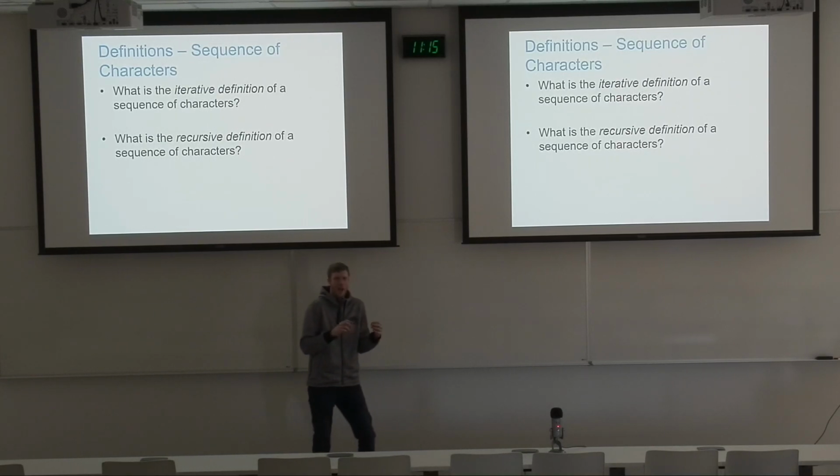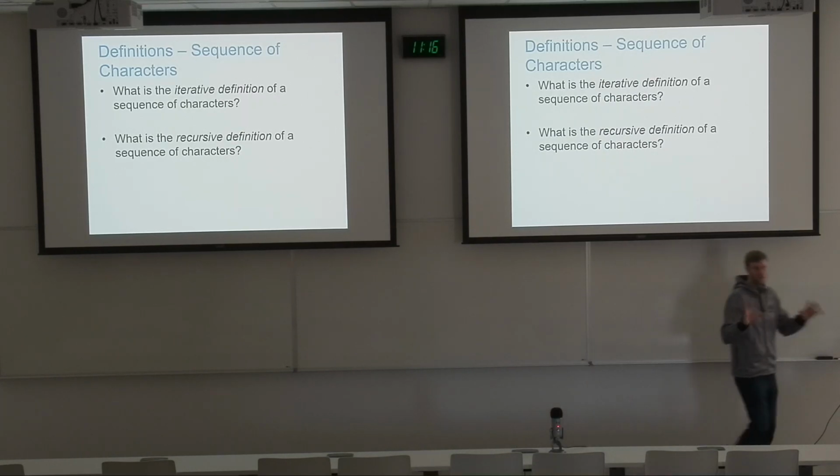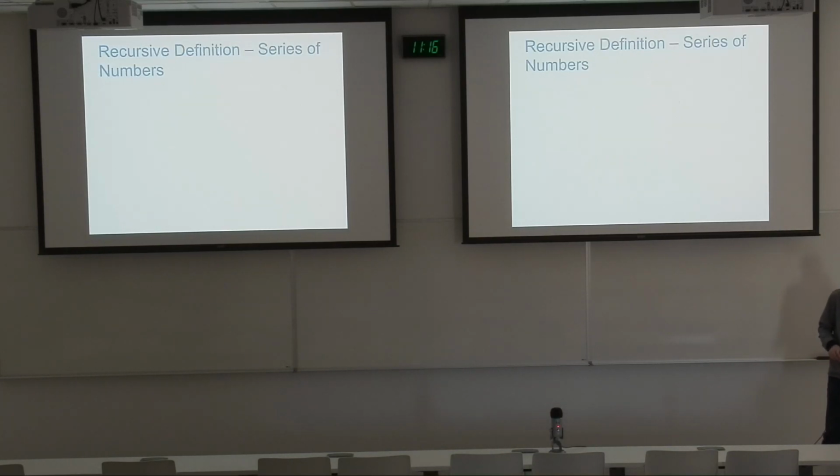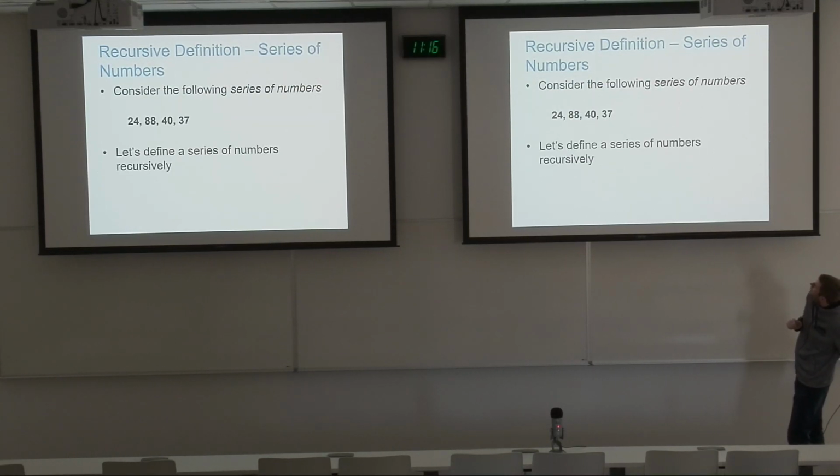Perhaps an empty sequence of characters is also a sequence? I don't know. That's up for us to define, I guess. The point is, we can define it this way. A series of numbers. Well, 24, 88, 40, 37.